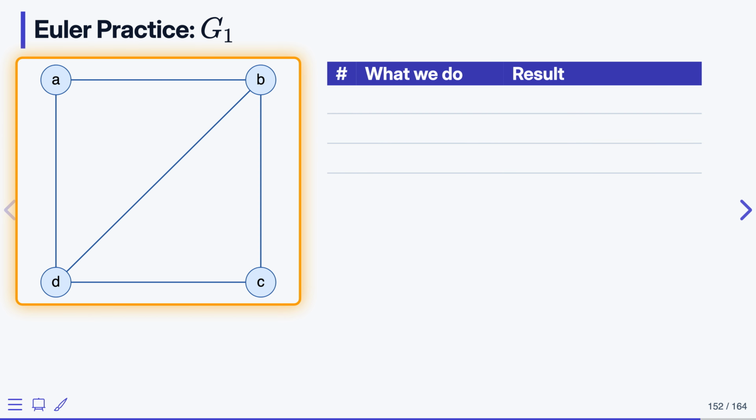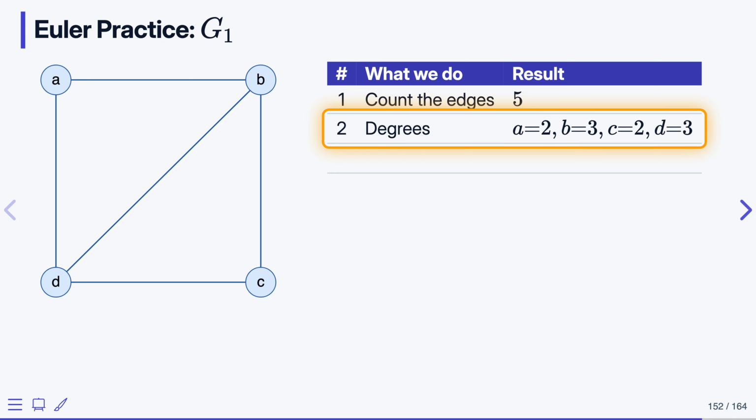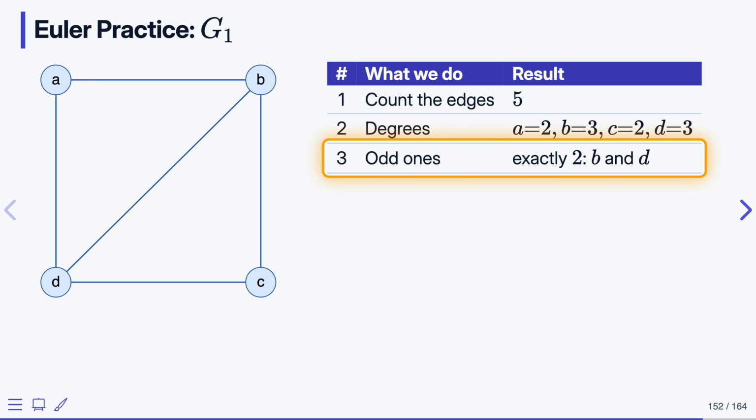Let's practice the theorem on 3 graphs. This is the first. Step 1. Count the edges: AB, BC, CD, AD, and BD, 5. Step 2. The degrees. A touches B and D, so 2. B touches A, C and D, so 3. C touches B and D, so 2. D touches C and B, so 3. Step 3. The odd ones are B and D, exactly 2 of them.